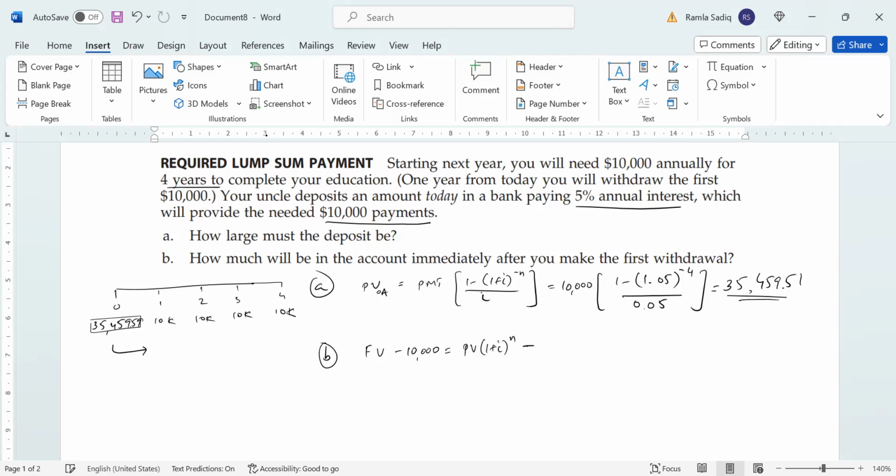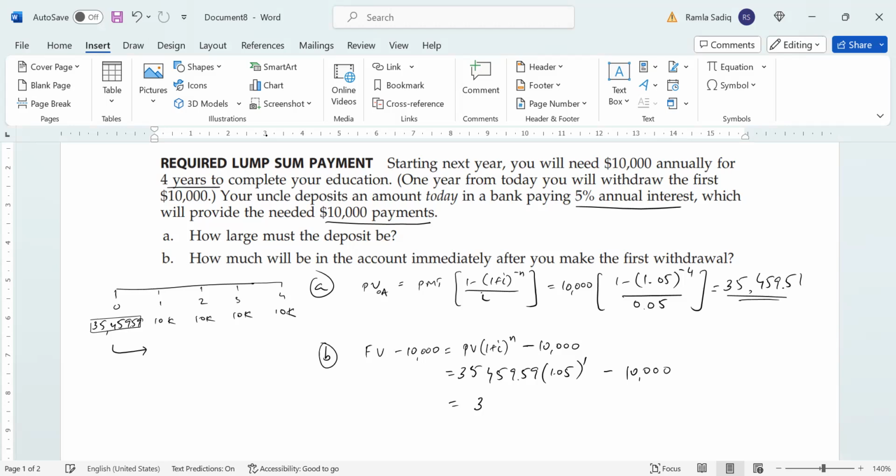And the present value in this particular case is going to be 35,459.59. 1 plus I is 1.05, and the power of n means 1 because you've only allowed it to build interest for 1 year. Once we get an answer for that, we're going to deduct 10,000 from it. And so when you plug this into the calculator, you'll essentially get 37,232.49.